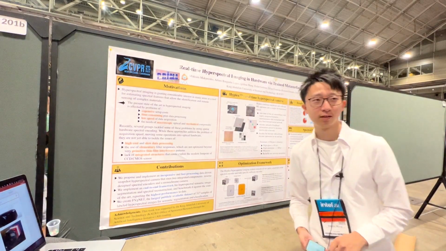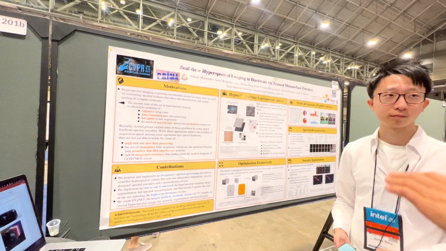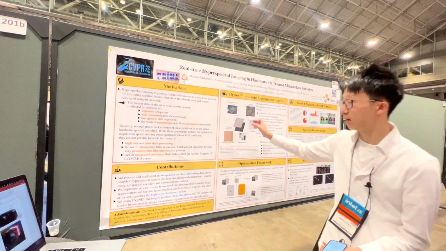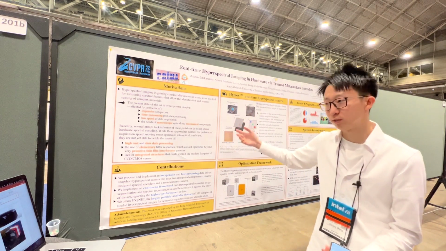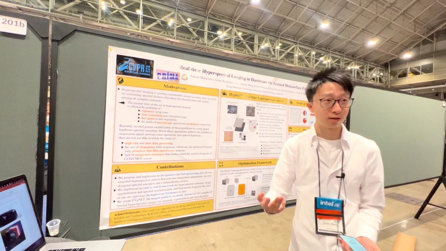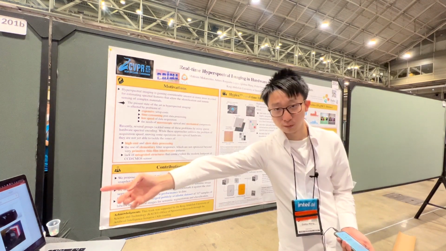So, okay, can you just walk me through what a real-time hyperspectral camera is? The point we use real time is because we can run the hyperspectral camera at a speed like 30 frames per second, which is, I have to say, 1,000 times faster than conventional cameras like this.